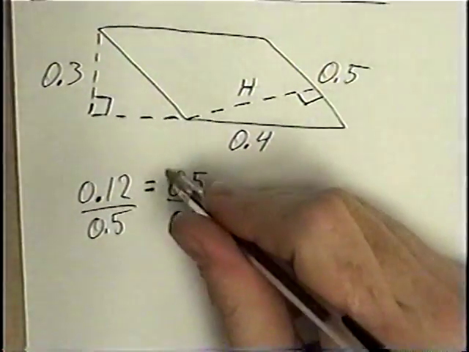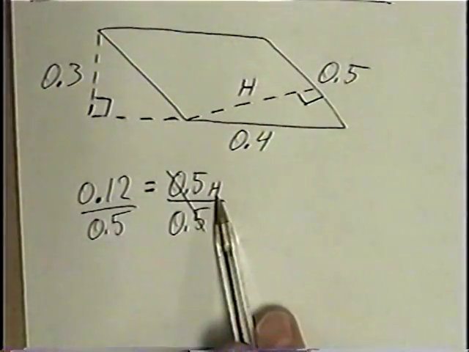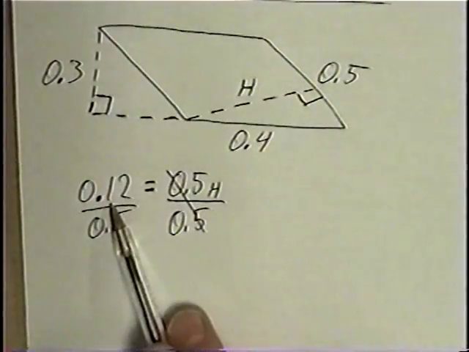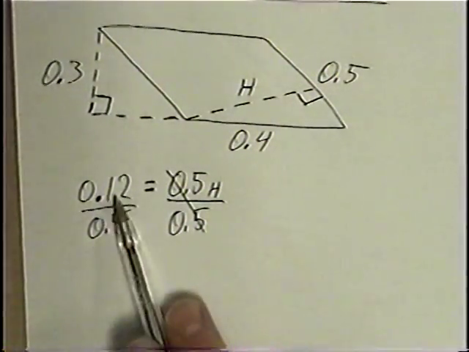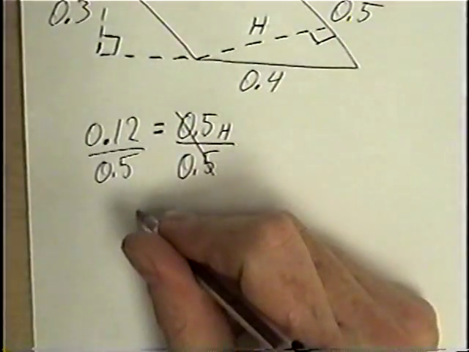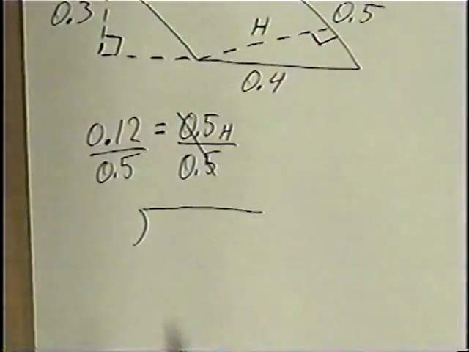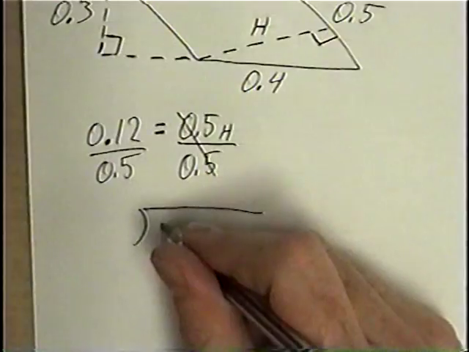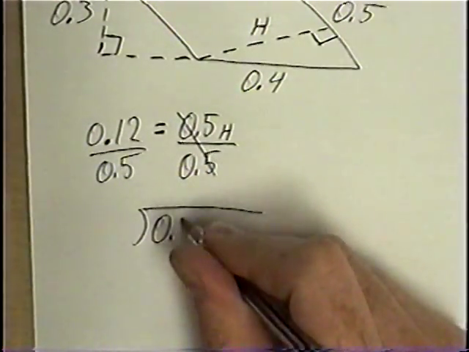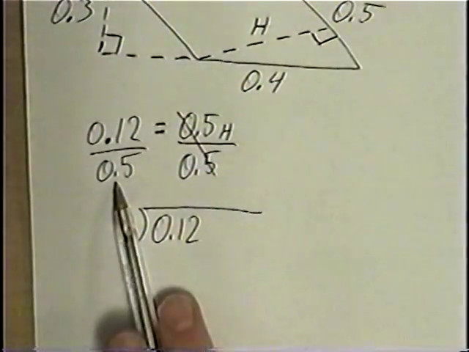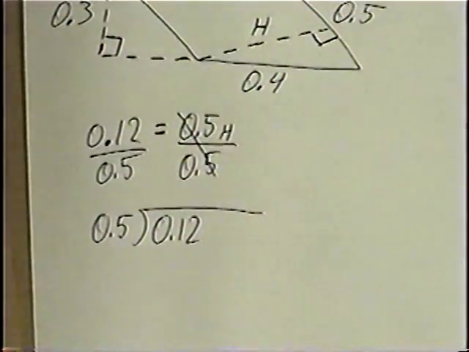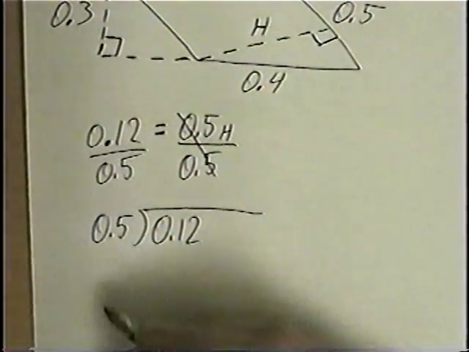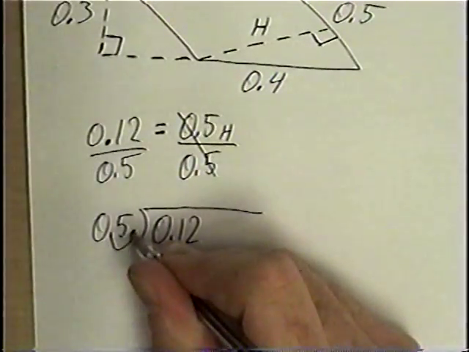The 0.5s will cancel, and we'll have the answer h equals 0.12 divided by 0.5. Dividing decimals, we can use long division. The numerator goes inside the division symbol, 0.12 divided by 0.5. Before we divide decimals, it's a good idea to move the decimal over.